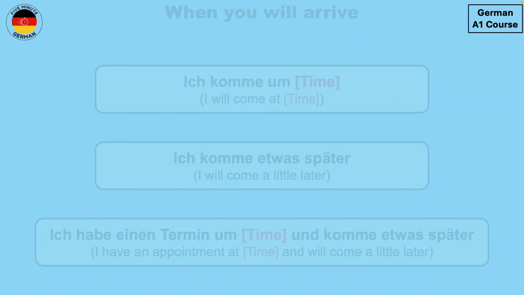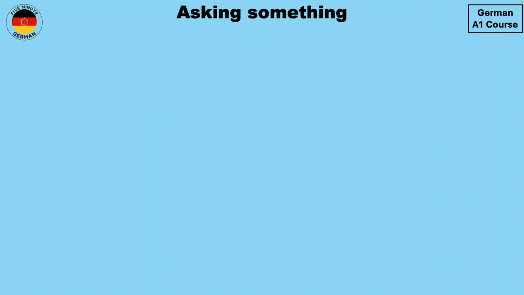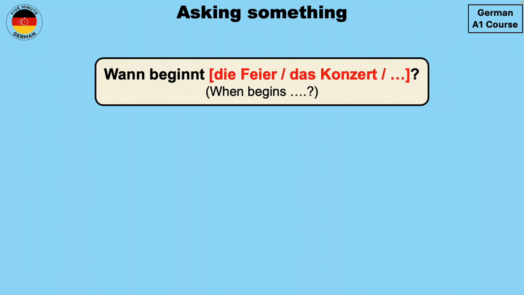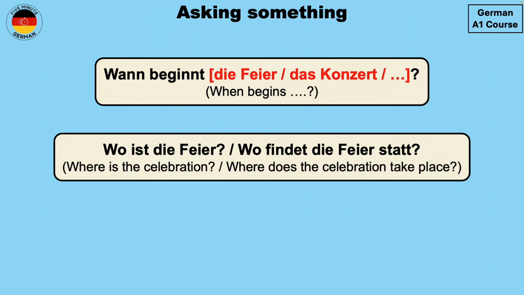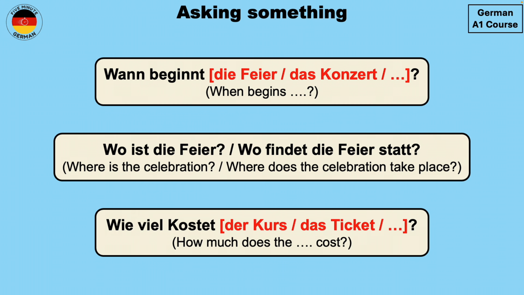Now if you want to ask somebody something, then you can use the sentence Wann beginnt, for example, die Feier or das Konzert. When begins the celebration or the concert? If you want to ask where something will happen, then you can say Wo ist die Feier, which means where is the celebration? Or you can say Wo findet die Feier statt? Where does the celebration take place? If you want to ask about the price of something, then you can say Wie viel kostet, then der Kurs or das Ticket, or anything that you want to ask the price about.